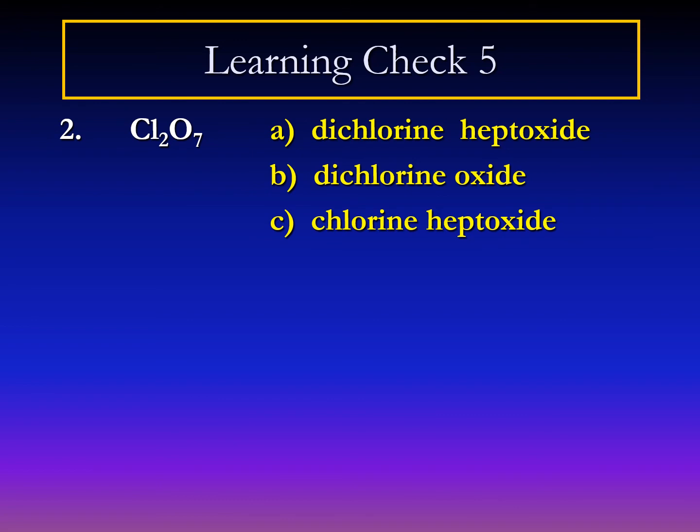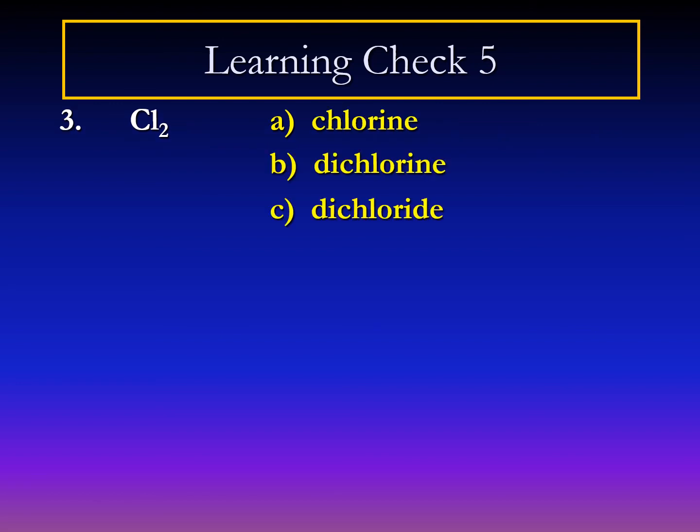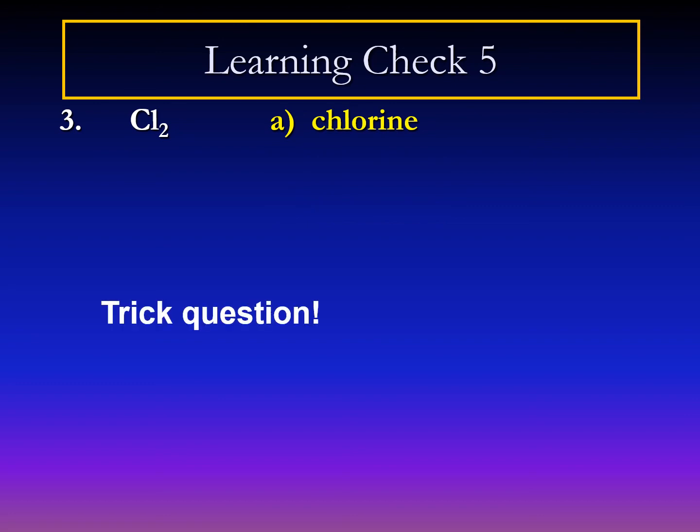What about this one? The answer is A. Dichlorine heptoxide. 2 chlorines, 7 oxygens. And what about this one? Did I fool you? That is the diatomic element chlorine. You don't call it dichlorine if it's one of the 7 diatomic elements. You just call it by its element name.